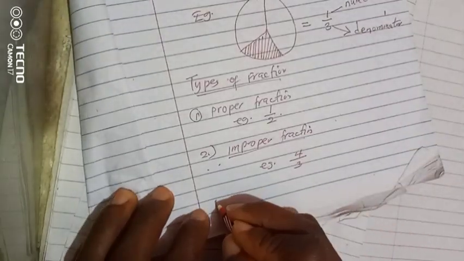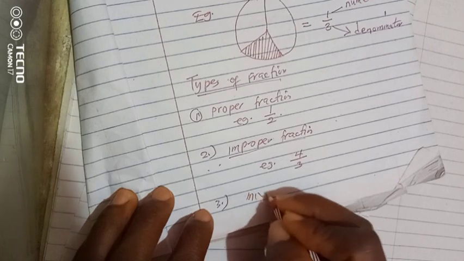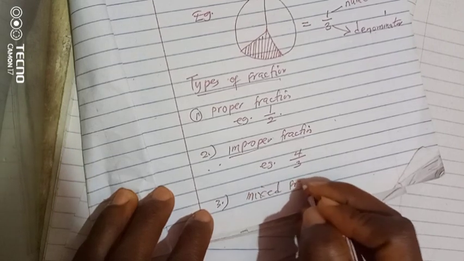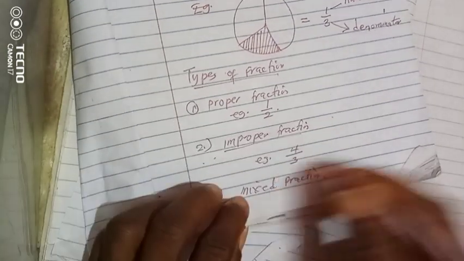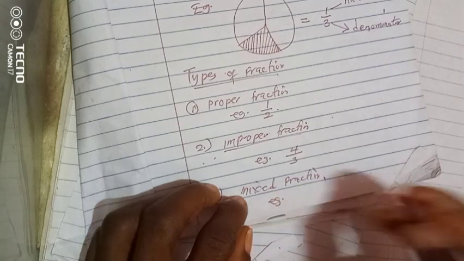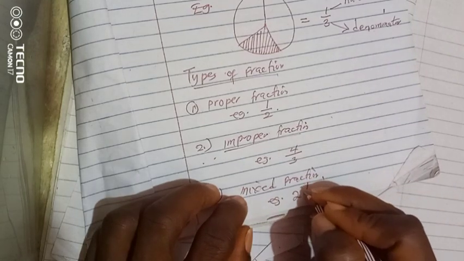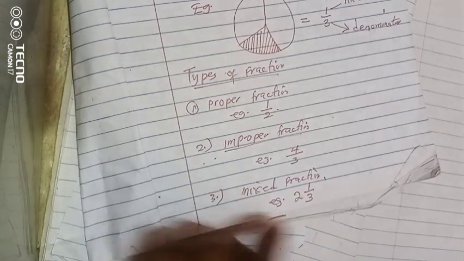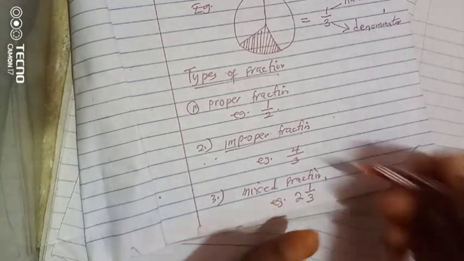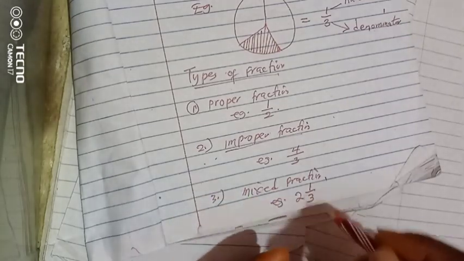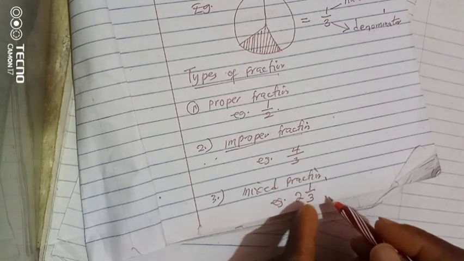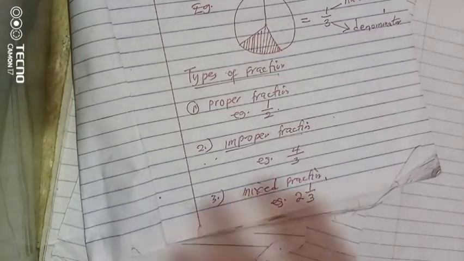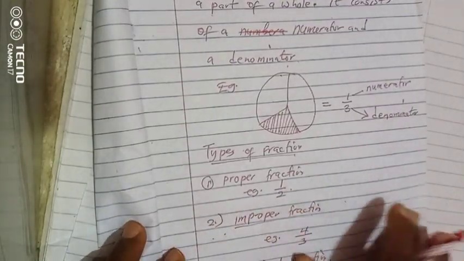And also, number 3, we have mixed fraction. For example, it will give you something like 2 whole number 1 over 3. This fraction becomes a mixed fraction because this has a whole number attached to the part of a whole. So this is a whole number and this is a fraction. So in this case, this fraction becomes what? Mixed fraction.